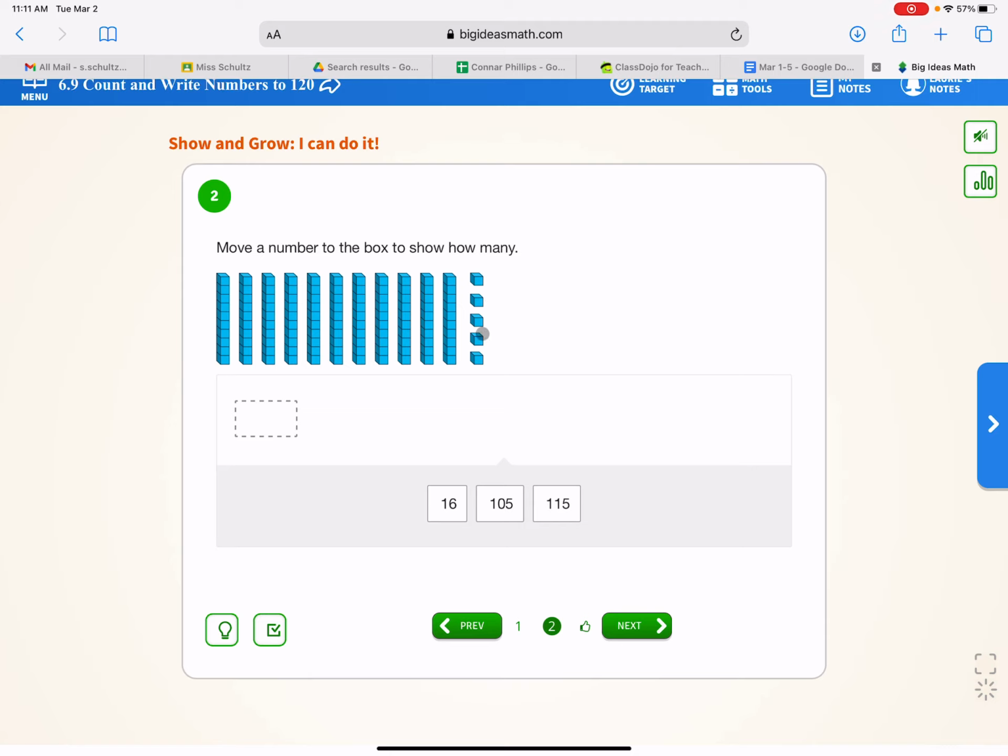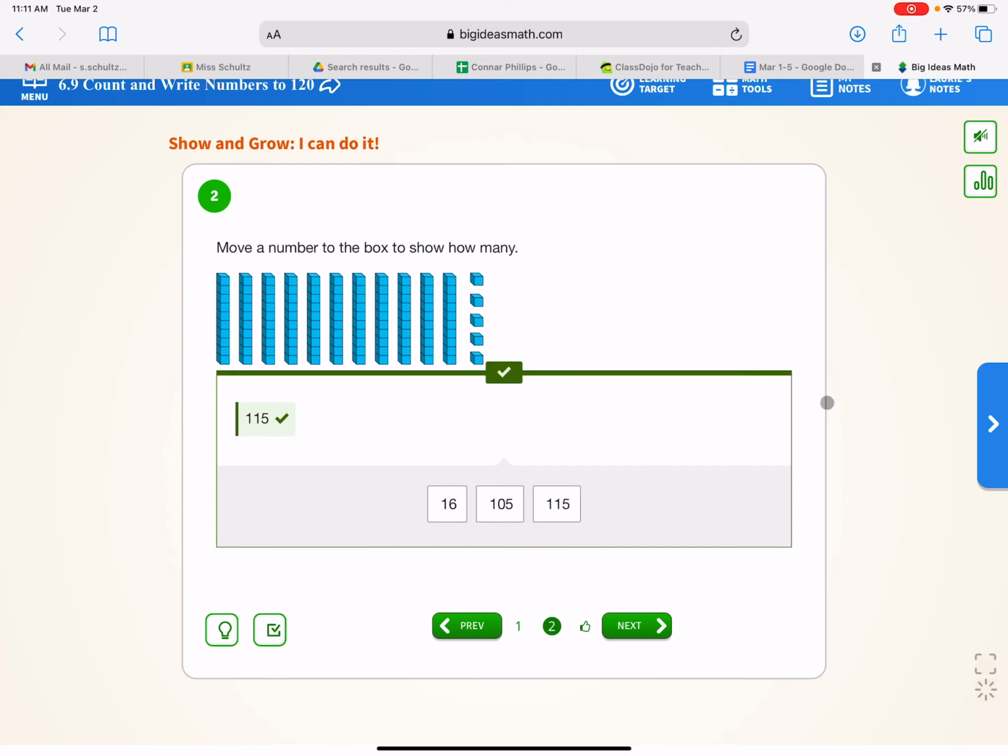1, 2, 3, 4, 5. So we have 110 plus 5. How much is that? It's going to be 115. And then we can go ahead and count 111, 112, 113, 114, 115. And let's see if we did that right. And we did.